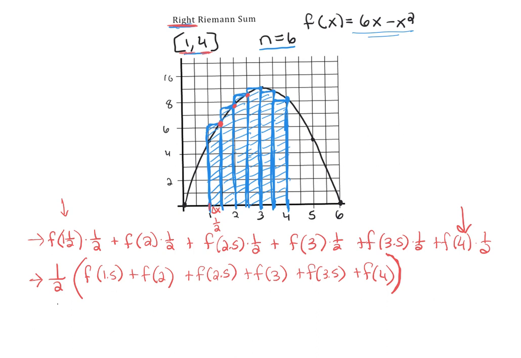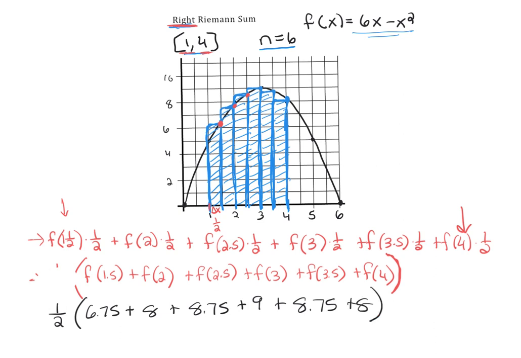So now let's evaluate all of these. So I have 1/2 and I'm going to help you out. So f of 1.5 is 6.75. And then I've got 8, and then 8.75, whoops, 9, and 8.75 again, and 8. So if you calculate all of that, you will get that the area on that interval is about 24.625 units squared.